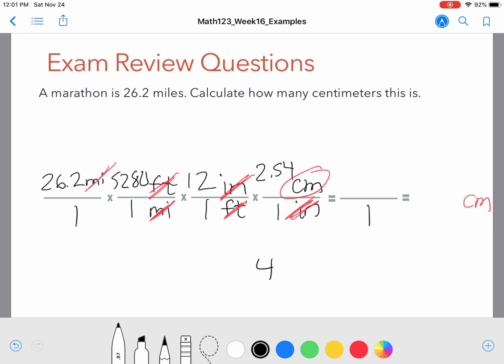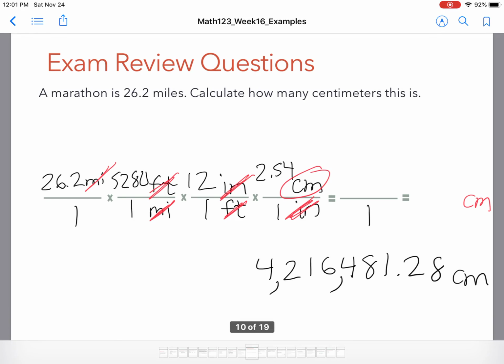Let's see, 4216481.28. Let's see if that's right. 4216481. Okay, put some commas in there so I can read it. 4,216,481.28 centimeters. So pretty far. We know that centimeters are a fairly small unit of measure, so it does make sense that we get a pretty large answer for that one.